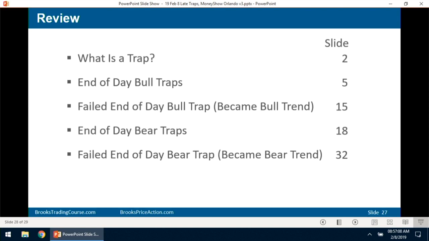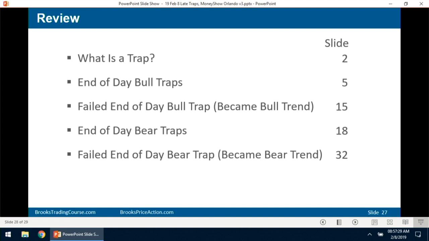Bear traps, same thing. If you have a bull trend or a trading range, and you have a late sell-off, but there's no follow-through, and you get a bull bar, especially a bull bar closing near its high, that sell-off is probably long liquidation, profit-taking, and the bulls will be very eager to buy again once they see a bull bar closing near its high.